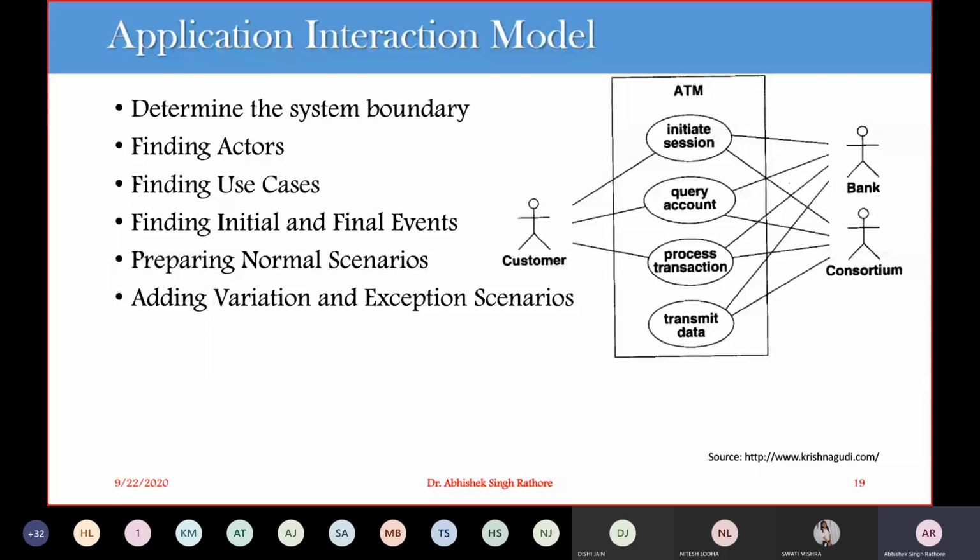Then again, we can add some variation or exception scenario. This is just a normal scenario, which we also read about, the basic flow of our events, and then this adding variation or exception. So what are these variations or exceptions? That is, we go for some alternative flow, alternative course, or alternative action that is taken.